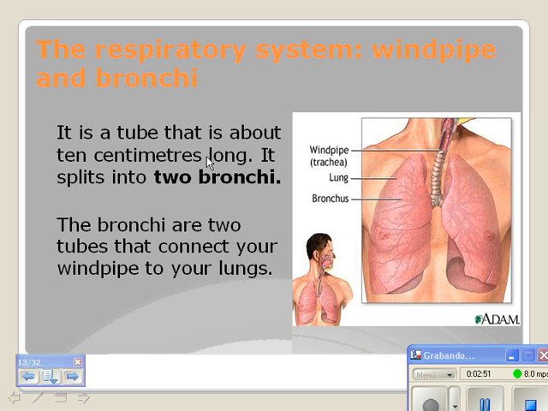Now, the windpipe and bronchi. The windpipe is a tube that is about 10 centimeters long. It then splits into 2 bronchi. The bronchi are 2 tubes that connect your windpipe to your lungs.